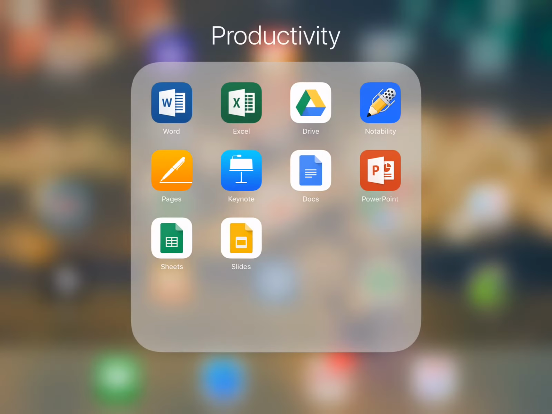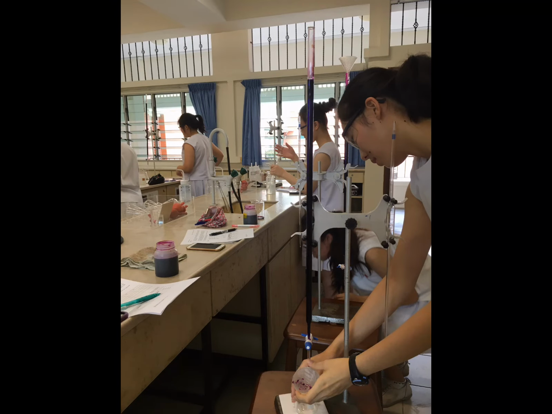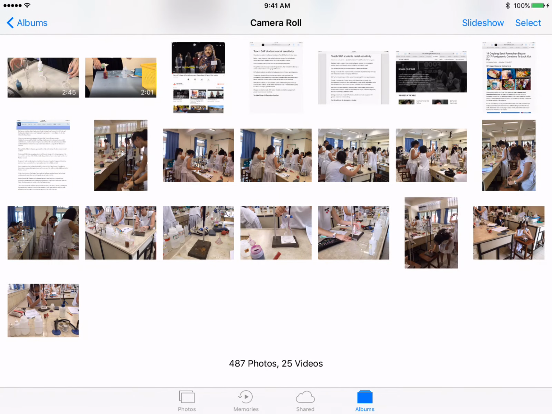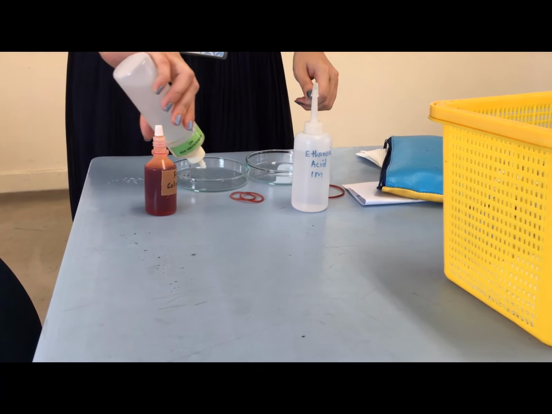Let me show you the video now. This is my class doing titration in Sec 4. You will also be able to do it next time. Let's watch this video.